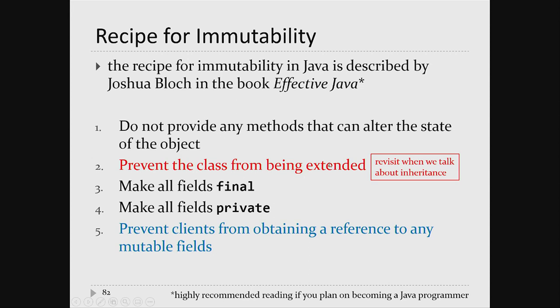Step number two, we're going to get to next week. Step number three, in your immutable class, you want to make all your fields final. The reason you want to do that is because you can only set the field once. Your object's immutable anyway, so you only ever have to set the field once. So you want to make the fields final.